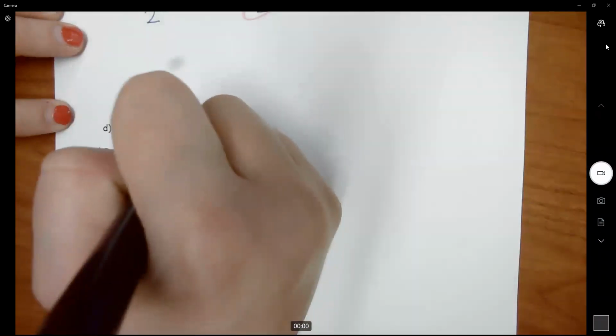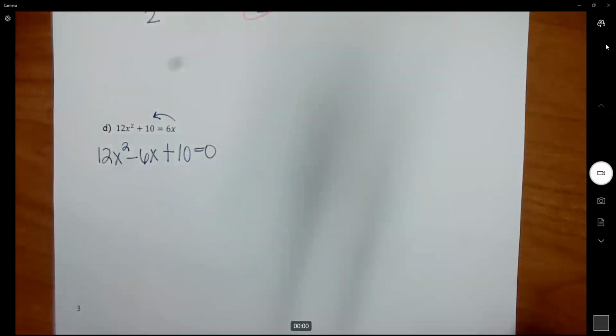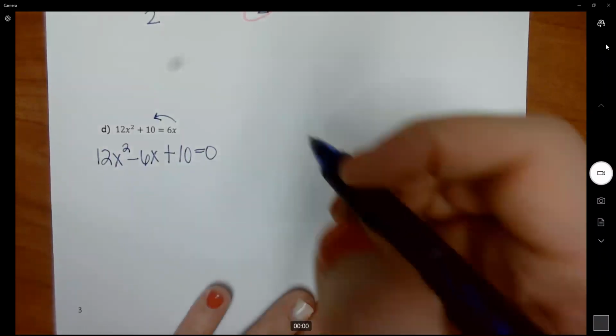Okay, and then our last example on the quadratic formula. This is not in standard form, so let's move that 6x over to get it into standard form. We get 12x squared minus 6x plus 10 equals 0. If you do notice with this one, we do have a GCF. If you want to take a GCF out of 2, you can, and it makes your number smaller. But if you are not solving by factoring, it's not really necessary. So I'm just going to leave it this way, but if you wanted to make this 6x squared minus 3x plus 5, you get the exact same answer.